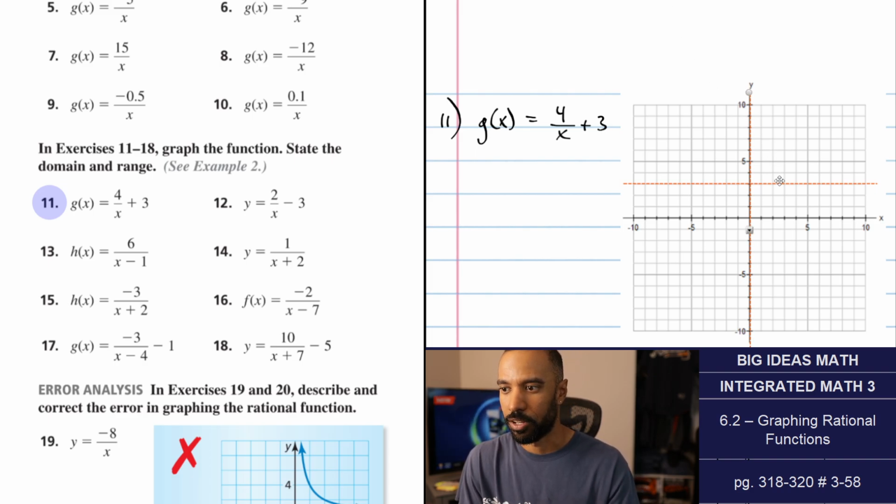I want to use a different color. I don't want to use orange anymore. I like green, I think. Green looks better to me.